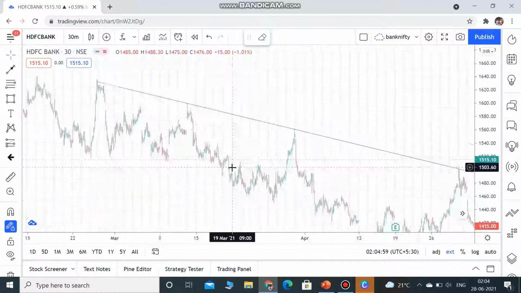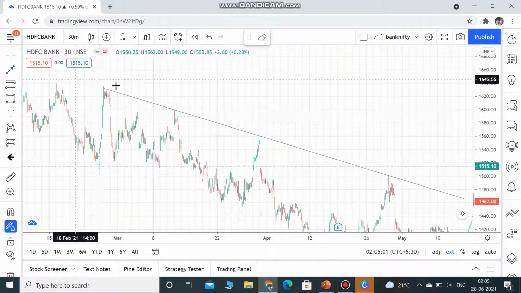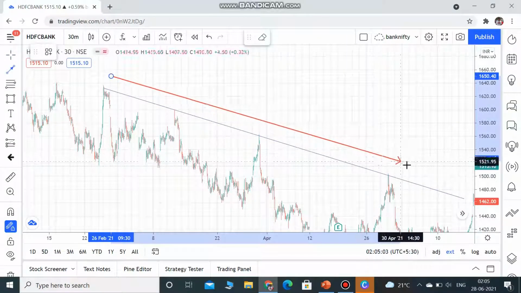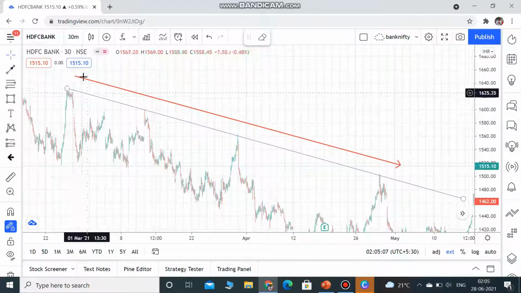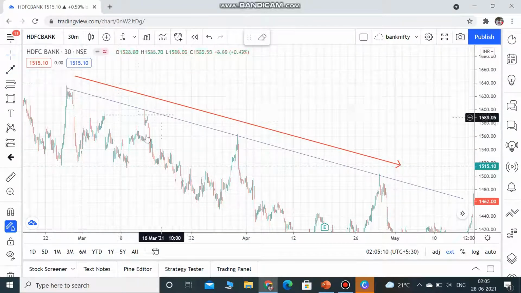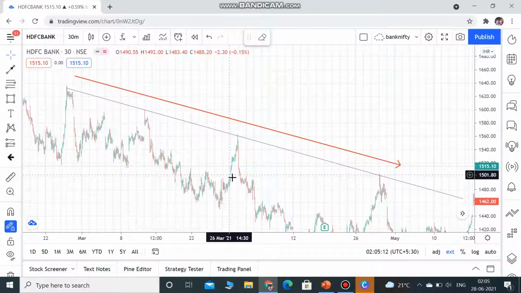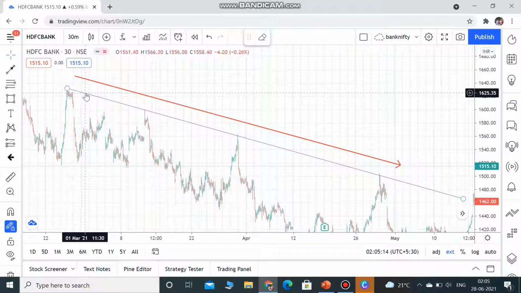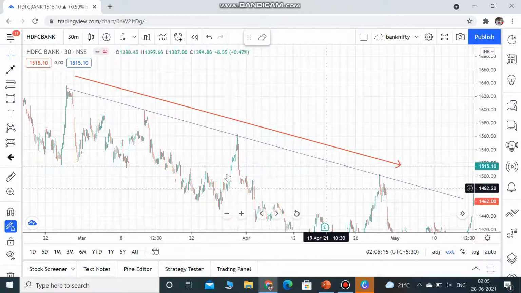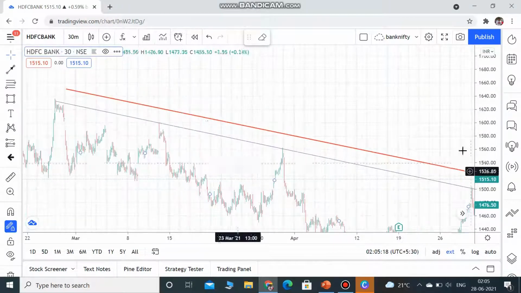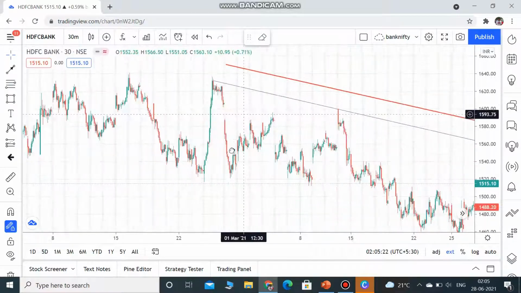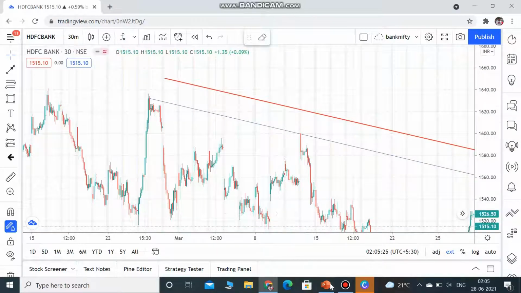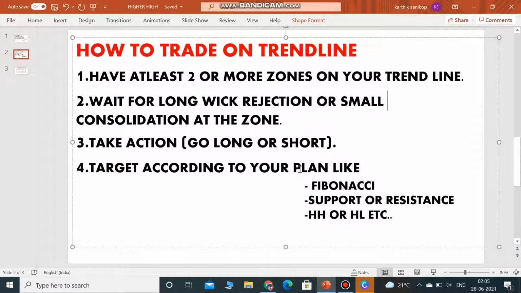As I'm on a downtrend right now, what do I have to consider? Only selling, only shorting. Where do I have to short? I have to short whenever it reaches my trend line. So these are the points where I will be shorting. So how do I take action? How do you have to take action?